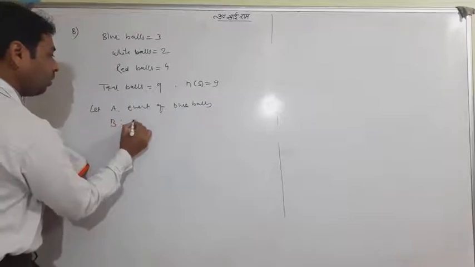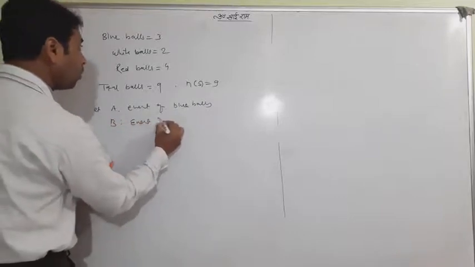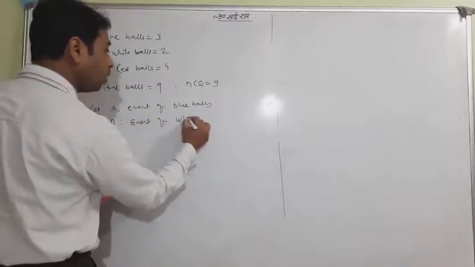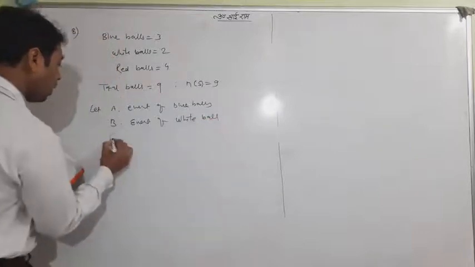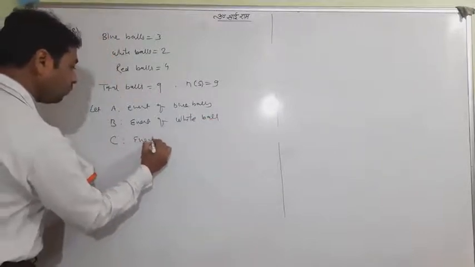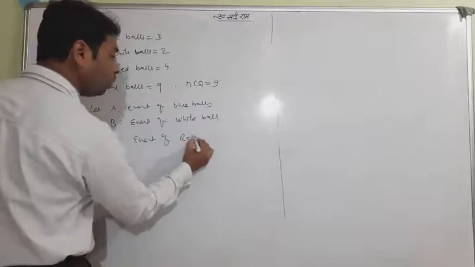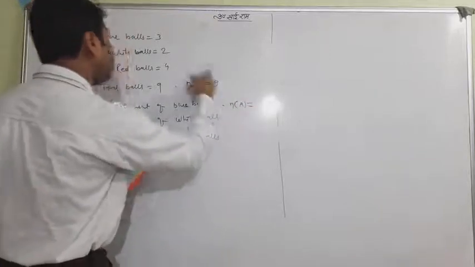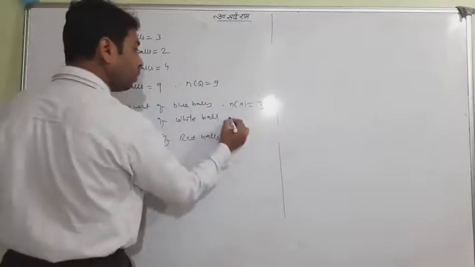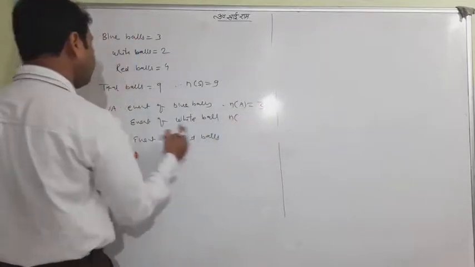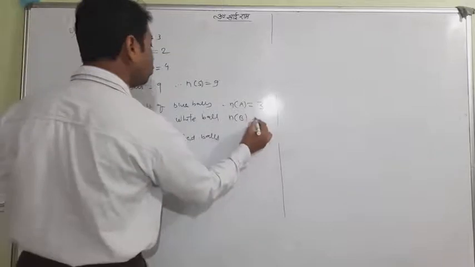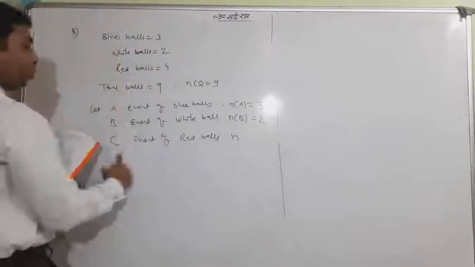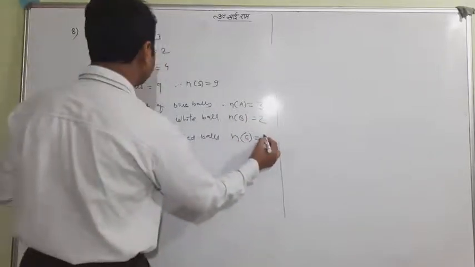B is the event of white ball, and C is the event of red ball. One can understand that n of A will be the number of blue balls, which is 3, the number of white balls n of B is equal to 2, and the number of red balls n of C is equal to 4.